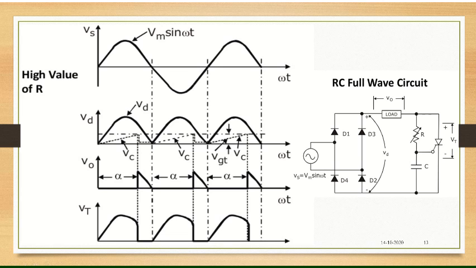So once this VC voltage reaches VGT, that is when the SCR will trigger. It will turn on. So when the SCR turns on, the voltage across the load will be observed. The voltage across the load will appear after the SCR is turned on. Till then it will be 0.